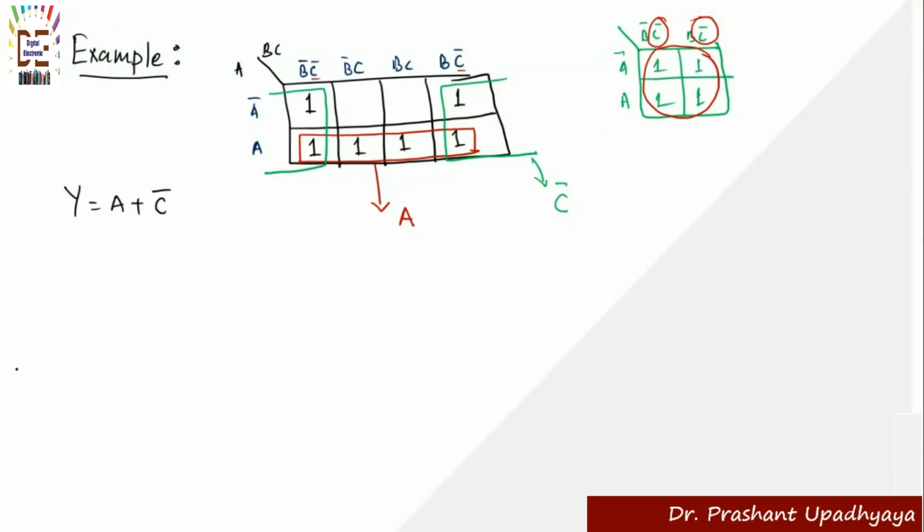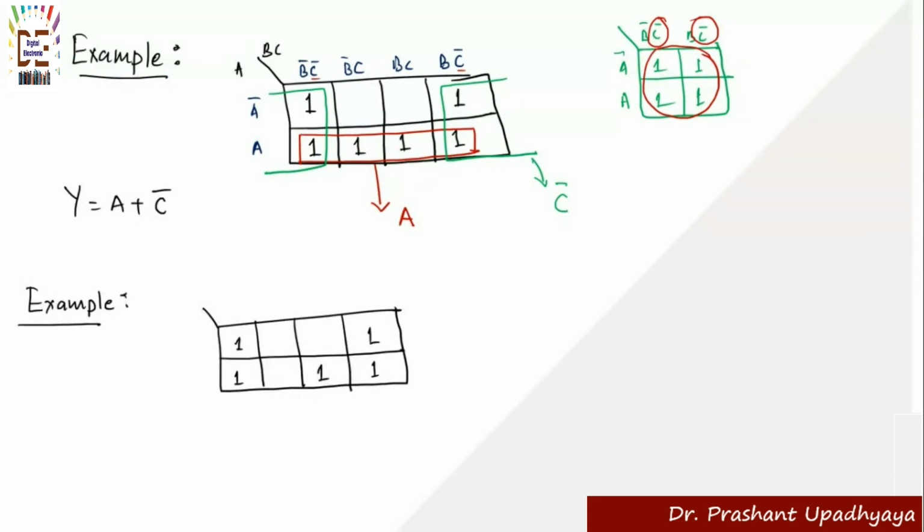So let me take another example. If it is clear, do this one. Can you do this? So, can I take the pairing of 4? Yes, I can take a pairing of 4, so I can make it like this. From here, what answer will I be getting? I will be getting C bar.